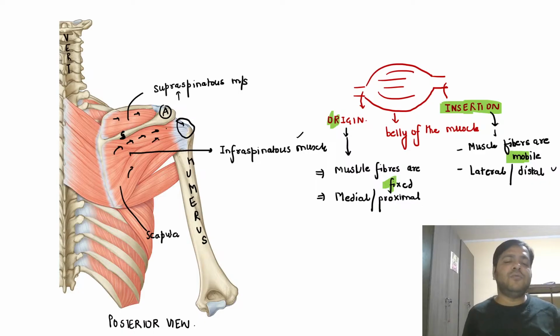Now if I ask you, what is the origin of the supraspinatus muscle? Scapula or humerus? And where will the action be produced?